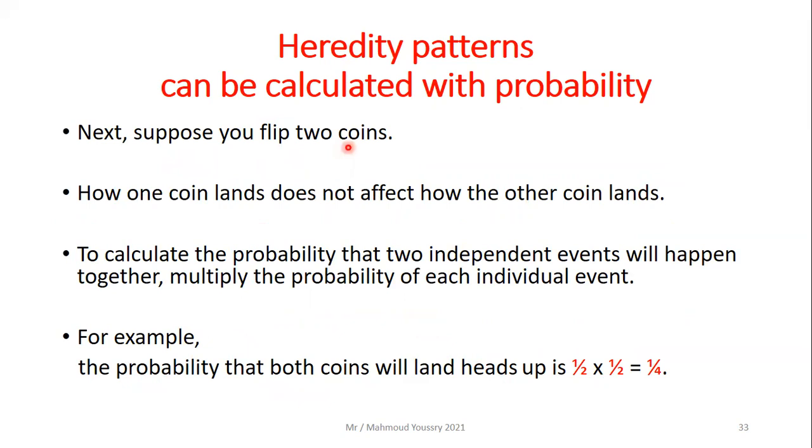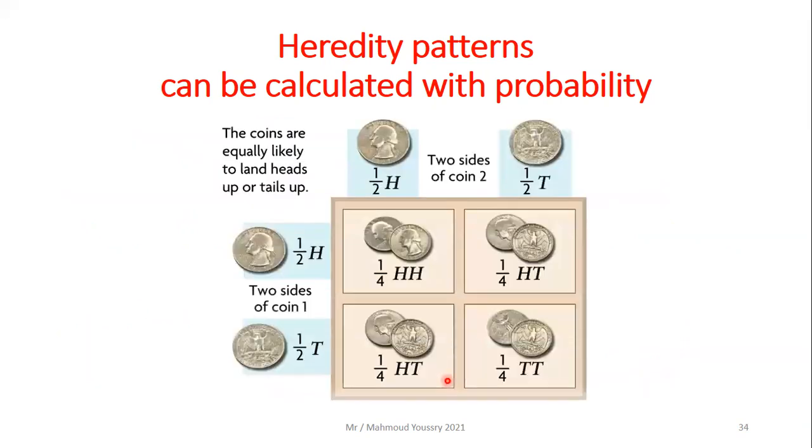Next, suppose you flip 2 coins together at the same time. How one coin lands does not affect how the other coin lands. To calculate the probability that 2 independent events will happen together, multiply the probability of each individual event. For example, the probability that both coins will land heads up is half times half, equal to 1/4. Here it is.